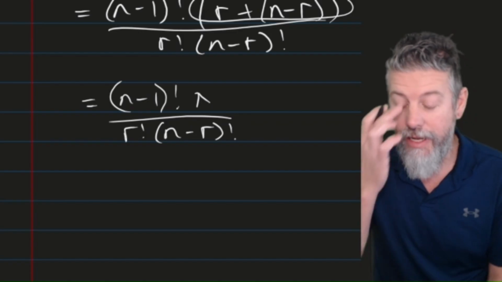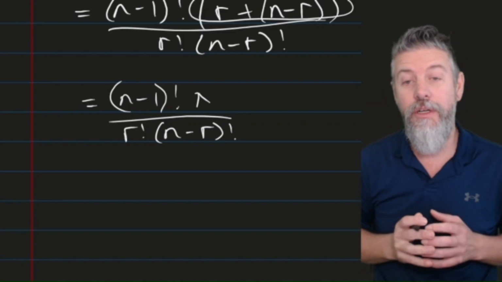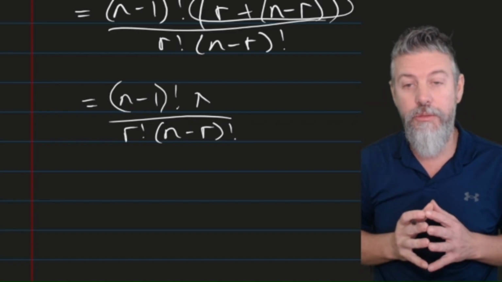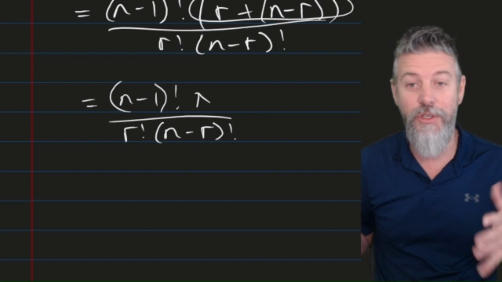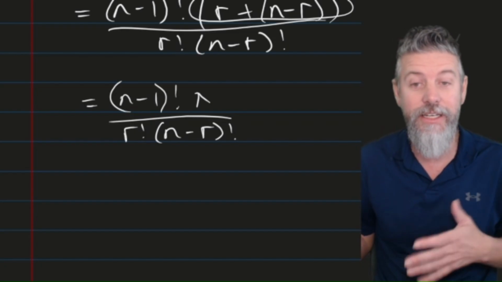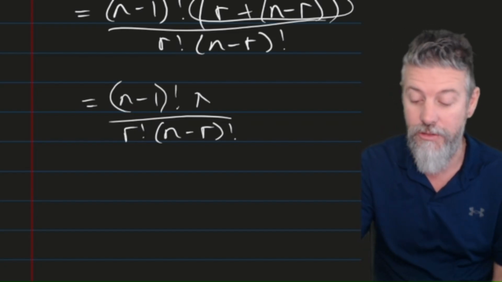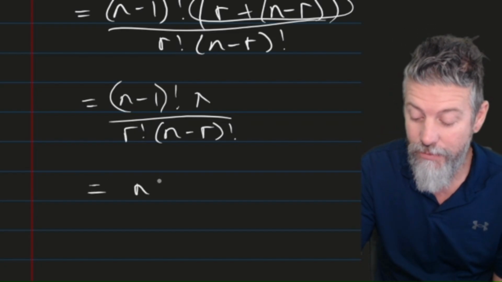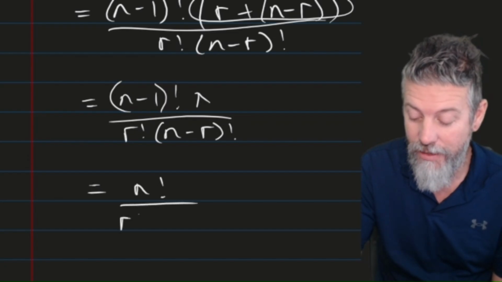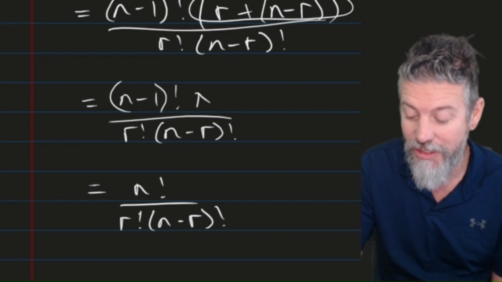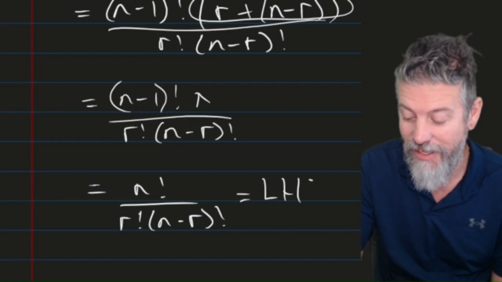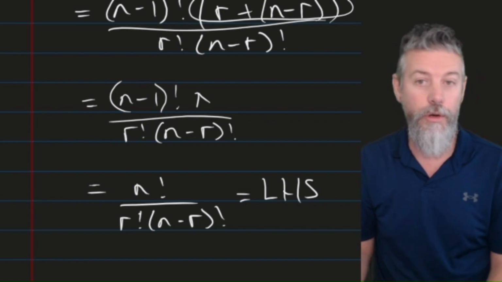And we saw this before. That expression in the numerator is us taking the small version and expanding it out into the big version. So we actually have the big version there. n lots of n minus 1 factorial is n factorial over r factorial n minus r factorial, which equals the left-hand side. What a proof, right?